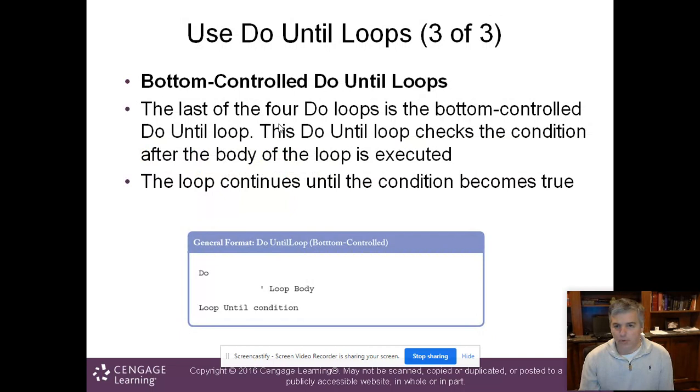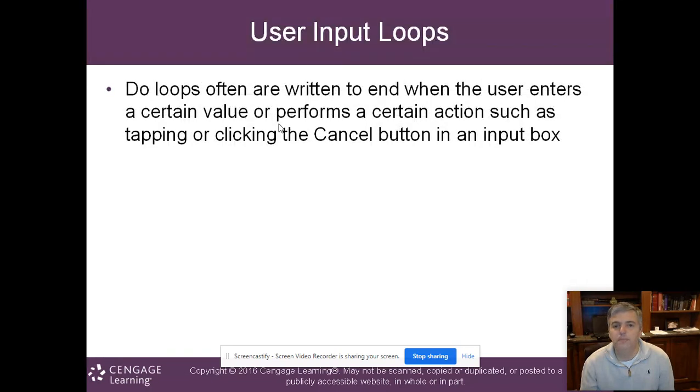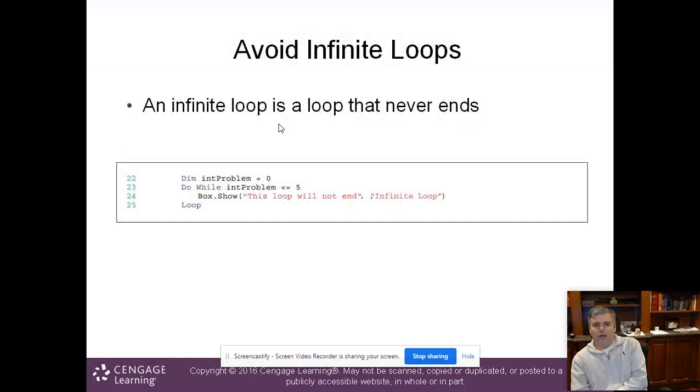So bottom controlled do until loops. The last of the 4 do loops is a bottom controlled do until loop. This do until loop checks a condition after the body of the loop is executed. The loop continues until the condition becomes true. Do loops are often written to end when the user enters a certain value or performs a certain action, such as tapping or clicking a cancel button in an input box. And our applications are going to do this. We're going to do it until either 8 items are entered or the user clicks a cancel button in the input box.